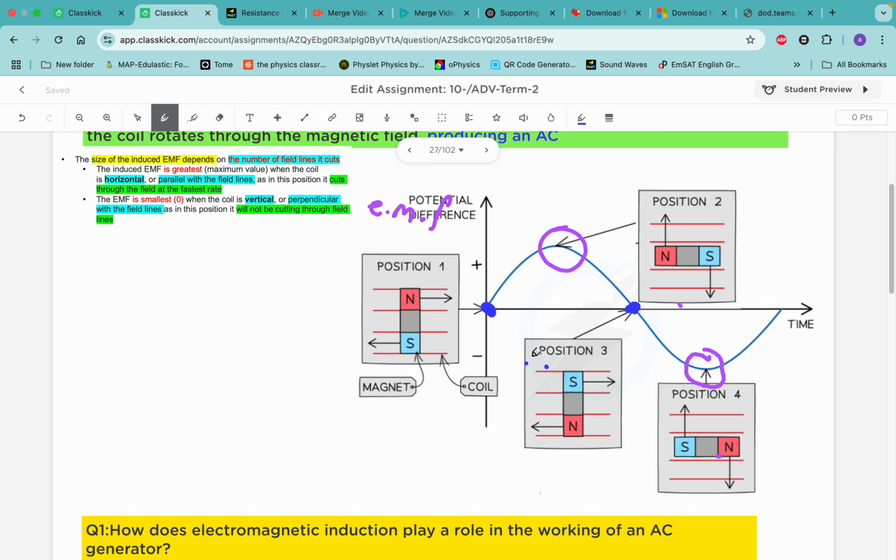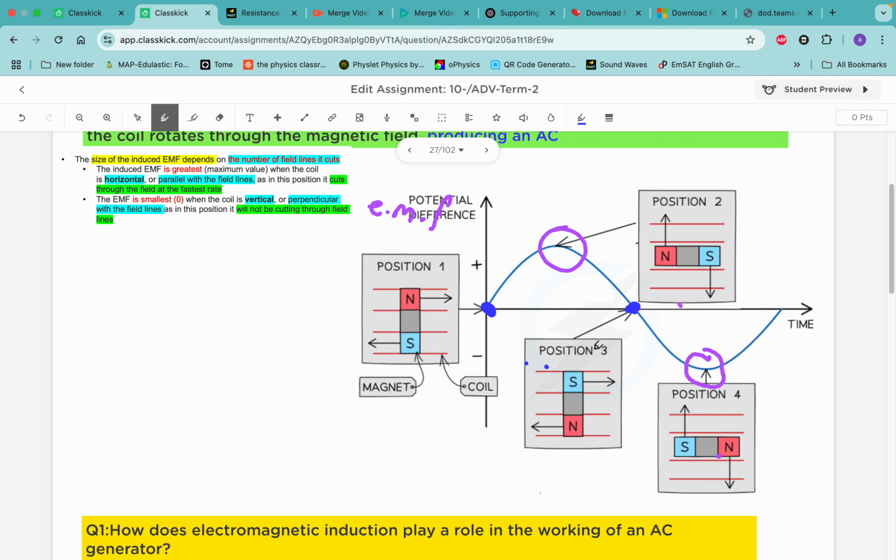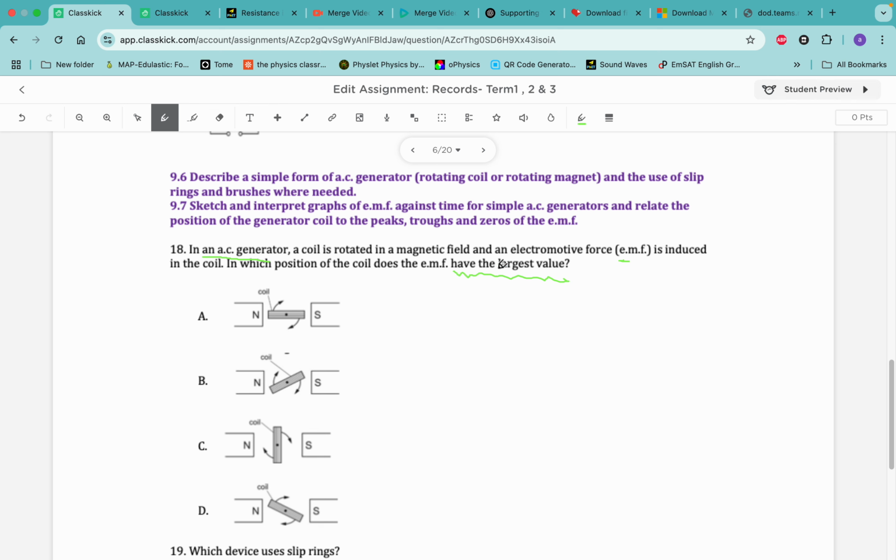What is the common between these two positions? As we can notice, coil is vertical or perpendicular to the field line. So if we go to this question, in AC generator, a coil is rotated in a magnetic field and an EMF is induced. In which position EMF has the greatest value? We just agreed. EMF has the greatest value if it's horizontal or parallel. So obviously A, it shows horizontal or parallel position.